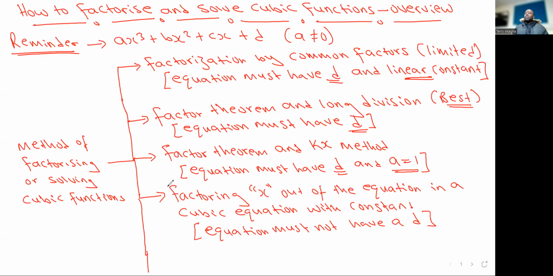We're going to just focus on these 4 here. The first one is factorization by common factors. The equation must have a d, and it must have a linear constant. Factor theorem and long division is usually the best or the most popular. But it's long, and you must have D. The next one is the factor theorem and KX method. Here, you must have a D, and also your A must be equal to 1.